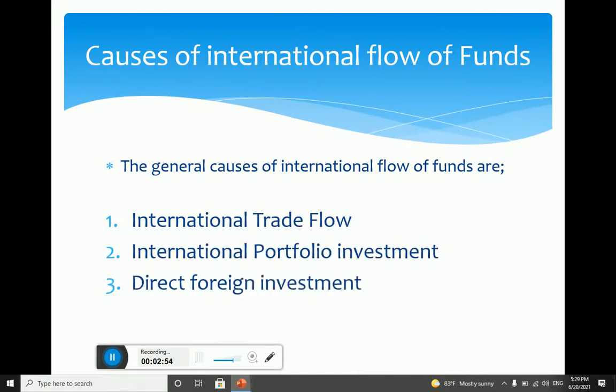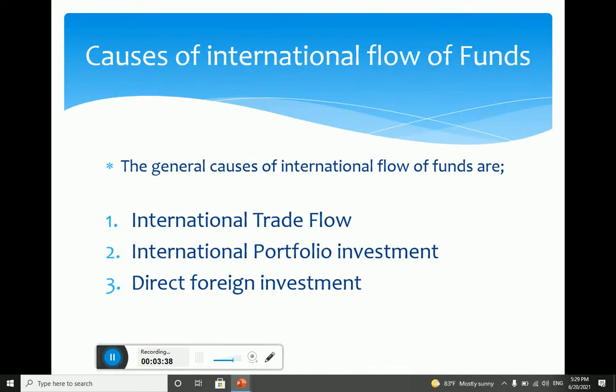First, as I discussed earlier, what causes international flow of funds? There are three main causes. Number one, international trade. Number two, international portfolio investment. And number three, direct foreign investment. Or there could be some other causes as well, as I mentioned earlier. It could be payments to foreigners as a result of their service provision or their investments in financial assets, or provision or receipt of grants. Those are also causes of international flow of funds.